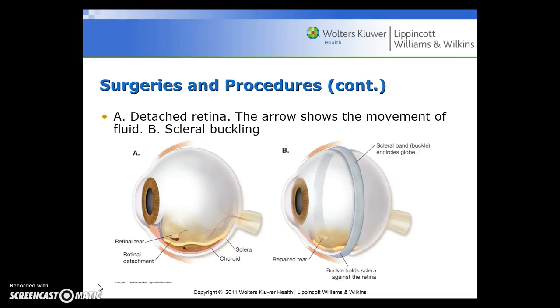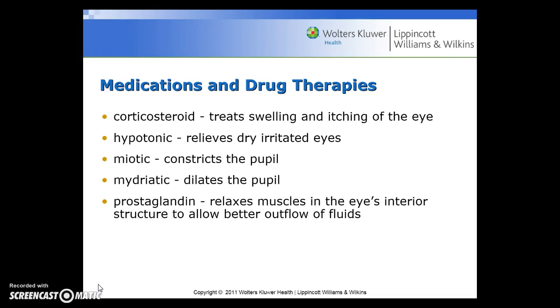Here in this diagram, in diagram A, you see the detached retina, and the arrows show the movement of the fluid. You can see the retinal tear, the retinal detachment, the sclera, and the choroid. And on the right, the B, the scleral buckling, you can see the repaired tear. The buckle holds the sclera against the retina, and the scleral band or buckle encircles the globe.